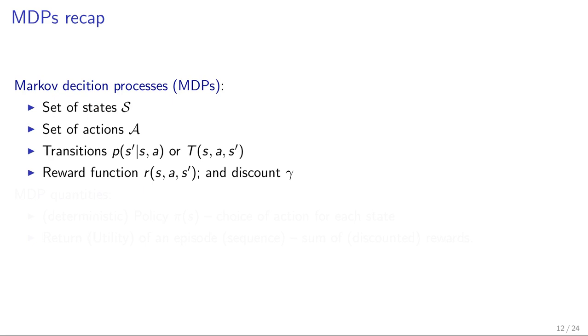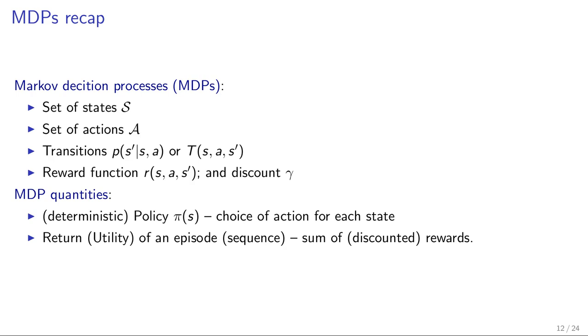Right. So let's recap the notation. So set of states S, set of actions A, there are transitions. So those are actually the conditional probabilities, and then there is a reward function and discount. Okay. Now, the Markov decision process quantities, there is a policy, which is a mapping from states to actions. And then there is a return or utility of an episode, which is a sequence, and it's a sum of possibly discounted rewards. So that's basically what we need.